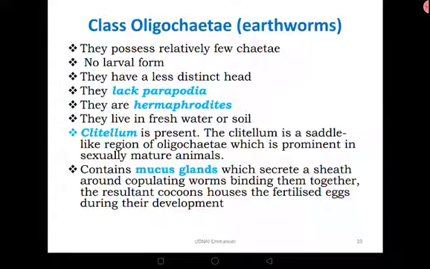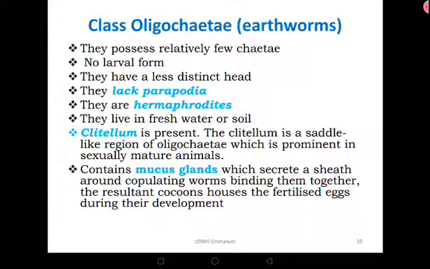And then they are hermaphrodites, meaning they have both male and female organs within the same organism. They live in fresh water or soil, and I think you must have seen them. When you go to swampy, stagnant water and dig the soil around that water, you can easily find earthworms there. Sometimes they use them as baits for fishing. And then they have the clitellum. The clitellum is present, and you have seen it. We said it's where the eggs are enclosed in the mature species.